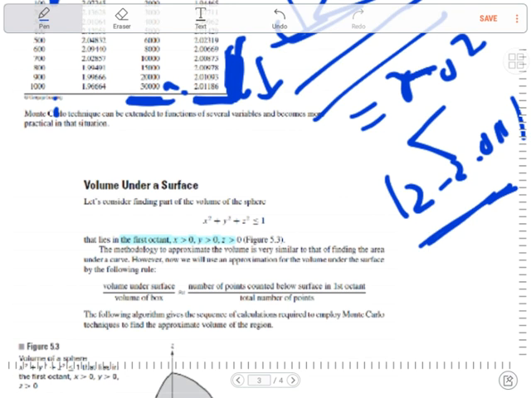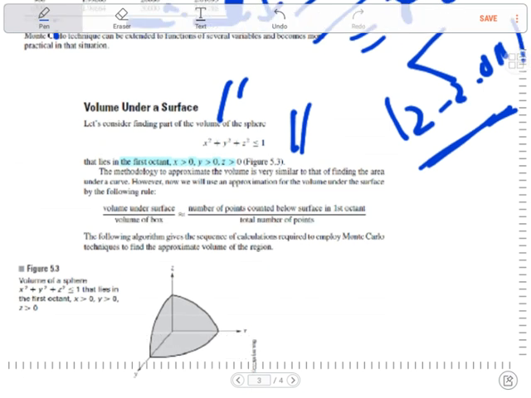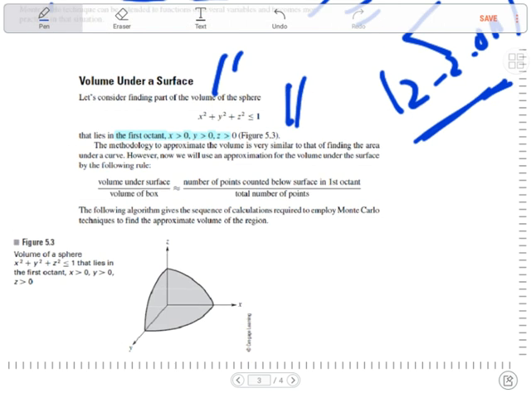Now similarly you can look at the volume under the surface. It is the same thing, only we are now increasing one coordinate extra. That means instead of working in the xy plane, we will be working in xyz 3D space. So let this particular example be given: the sphere with radius less than or equal to 1, where we are considering the first octant only, where all three coordinates are greater than 0. That means this shaded region.